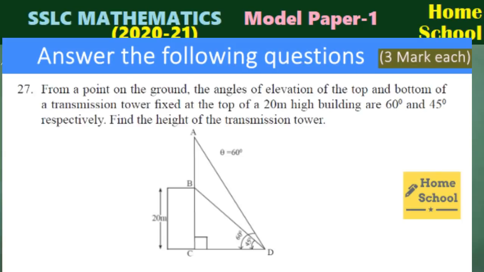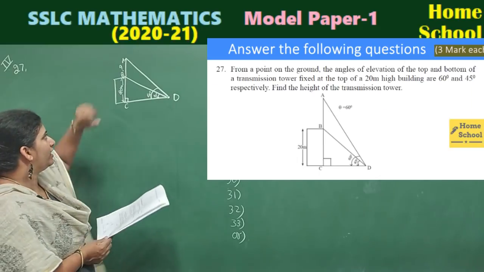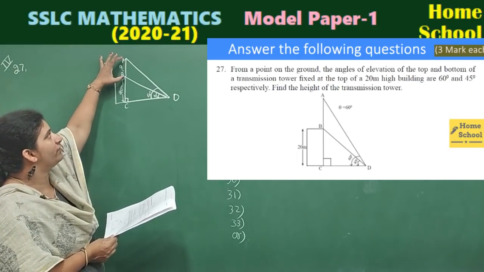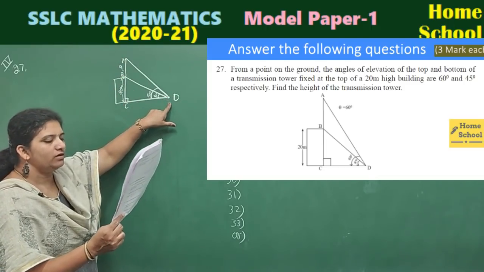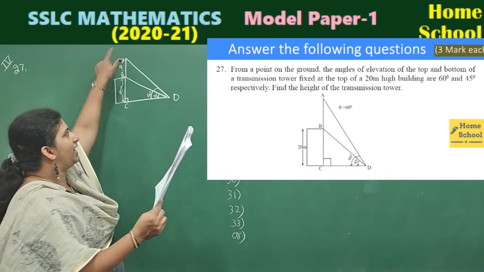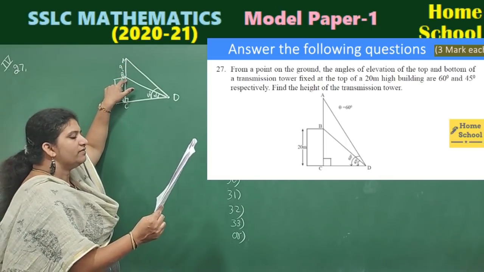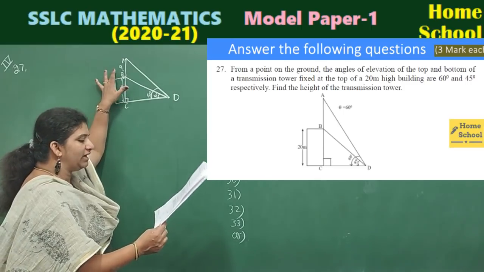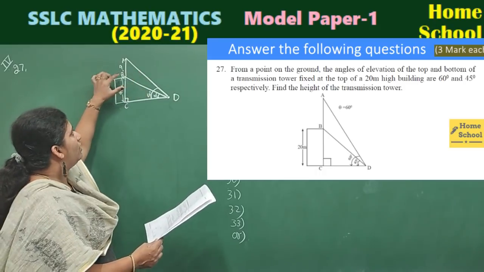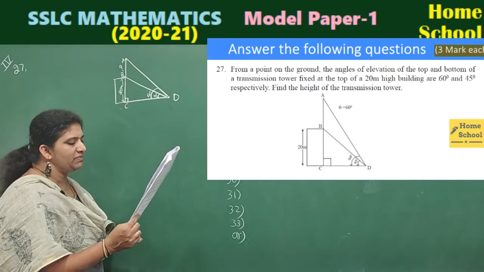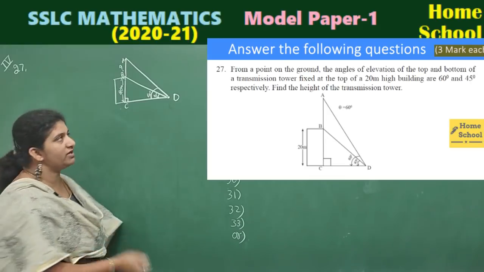27th question. From a point on the ground, the angle of elevation of the top and bottom of a transmission tower. So look here, this is a building and on top of the building there is a tower. From a point on the ground, the point is D. The angles of elevation to the top and bottom of a transmission tower fixed at the top of a 20-meter high building are 60 degrees for the top, as they said first, and 45 degrees for the bottom of the tower. Find the height of the transmission tower is your question.